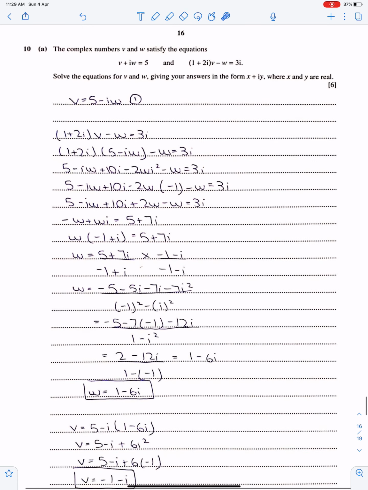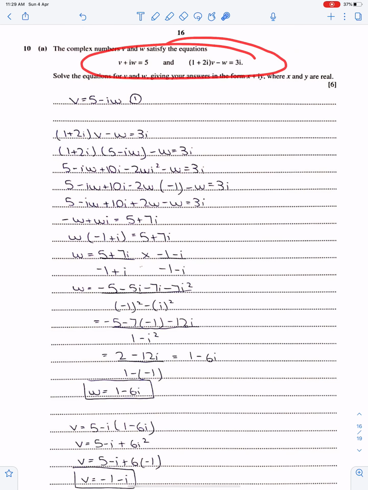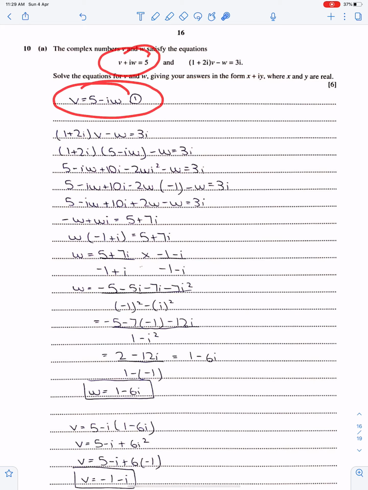Question number 10. We have to solve these two simultaneous equations. From this equation, we have v equals 5 minus iw. Now substitute this v here. When you substitute this v here, you'll get this. When you solve this equation, you'll get this.